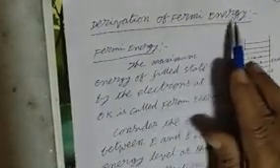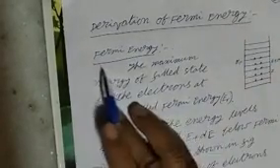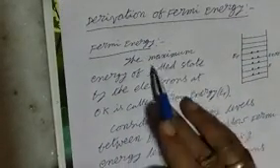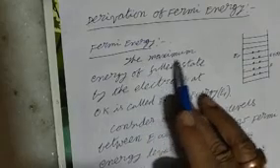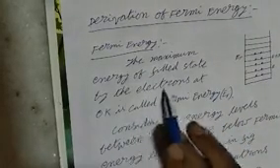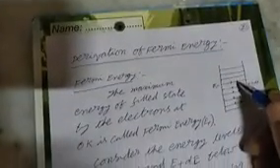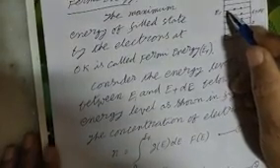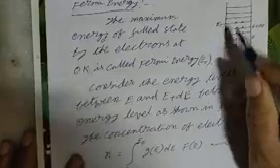Now we calculate the derivation of Fermi energy. The Fermi energy is the maximum energy of the filled state by the electrons at 0 K. The maximum energy level is called EF. This is known as EF.